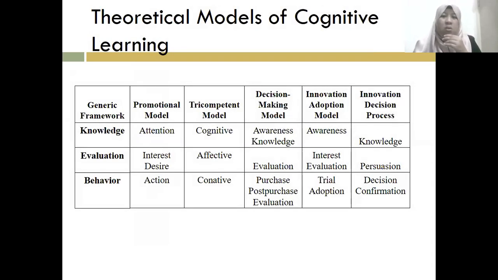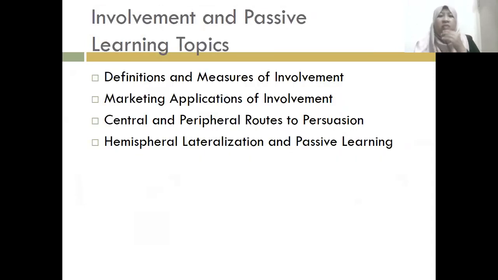So we have the theoretical model of cognitive learning. What you have to know here is that we have a generic framework: knowledge, evaluation, and behavior. You can see the promotion model, free computer model, decision making model, innovation adaptation model, innovation decision process, and yeah, I let you read this one. Okay. So for the involvement and passive learning topic, we have the definition and measure of involvement, and then the marketing applications of involvement, central and peripheral routes to persuasion, and then hemispheric lateralization and passive learning. Okay, passive learning. They have a lot of bombastic words here.